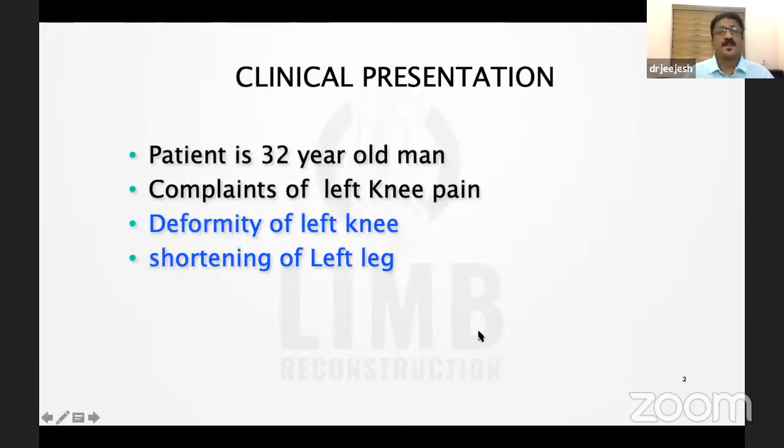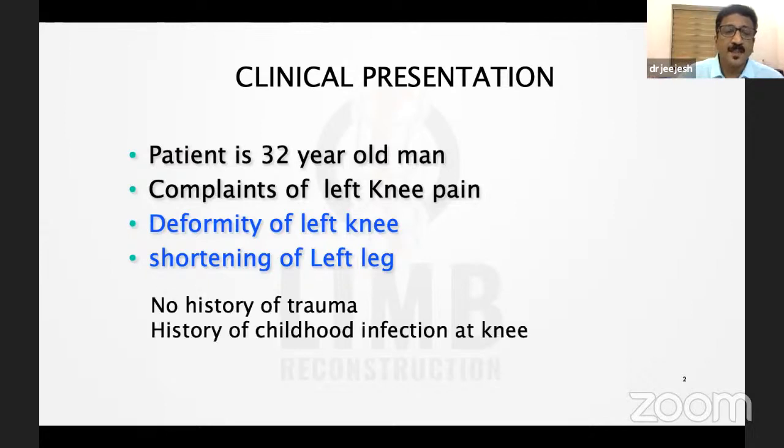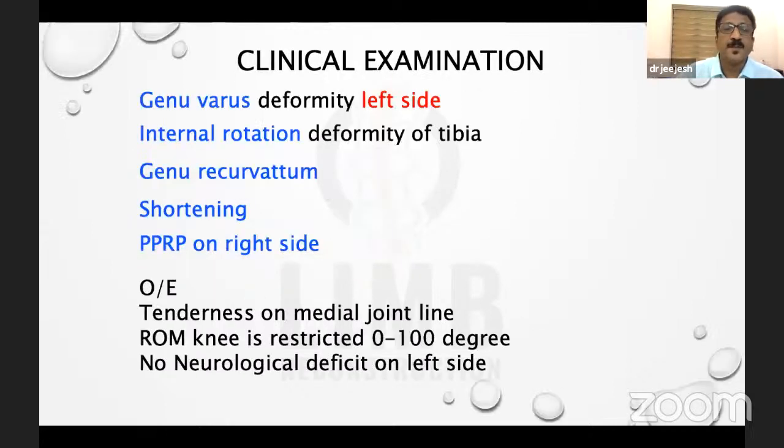So this is the case. Patient is a 32-year-old man presented with complaints of left knee pain and deformity of left knee and shortening of leg. There was no history of trauma or any other history, but there was a history of childhood infection at knee, following which all this deformity developed during the growth period.